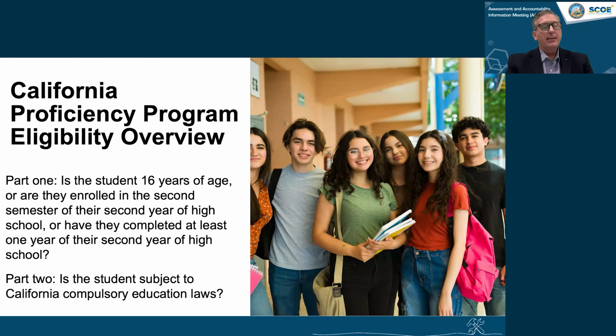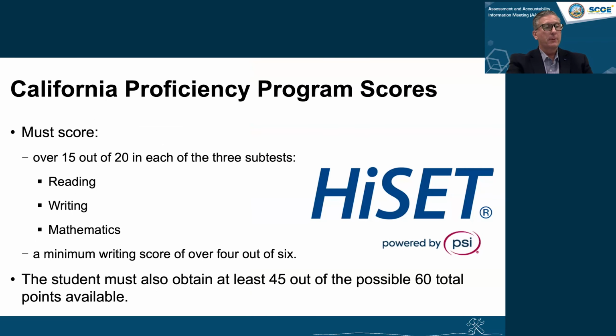If the student has met the eligibility part one and eligibility part two, they are eligible to take the California Proficiency Test. The Proficiency Test is available through only HiSET. Let's look at how they are scored.